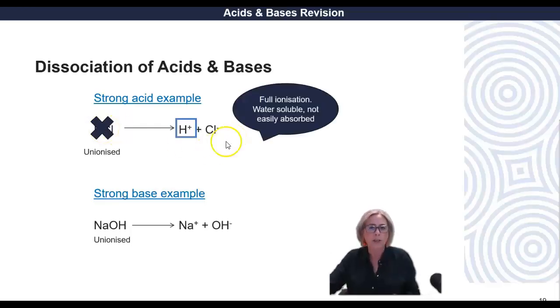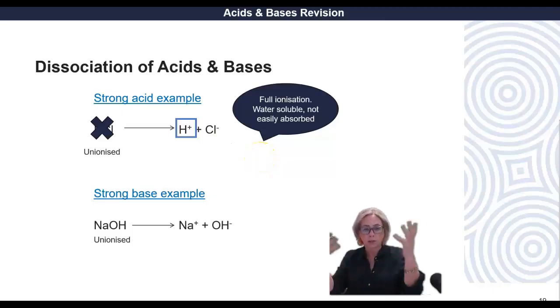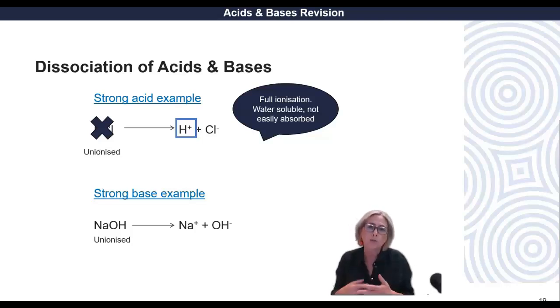I've put this in here again. There's full ionization. It's charged, so very water soluble. So it's not going to be easily absorbed, right? Because remember, we talked about things being lipid soluble are more easily absorbed compared to things that are water soluble.